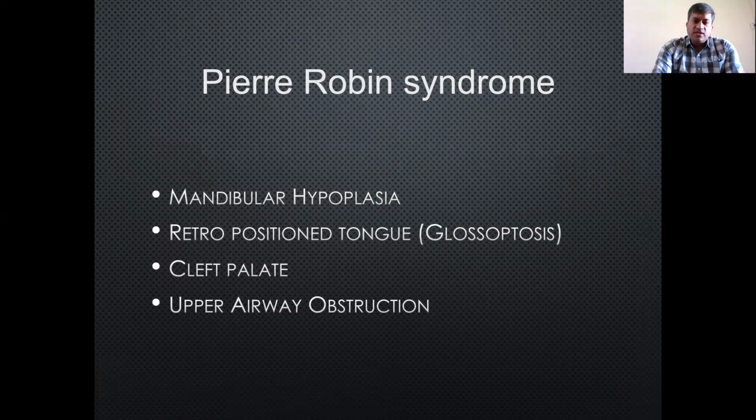Mandibular corpus deficiency in syndromic patients like Pierre Robin syndrome. Now, Pierre Robin syndrome clinically is characterized by severe mandibular hypoplasia, retropositioning of the tongue, which is known as glossoptosis, and cleft palate, and this glossoptosis and mandibular hypoplasia subsequently lead to upper airway obstruction.